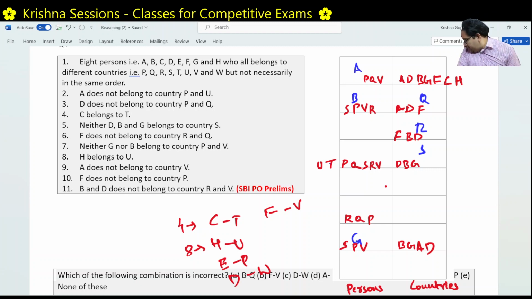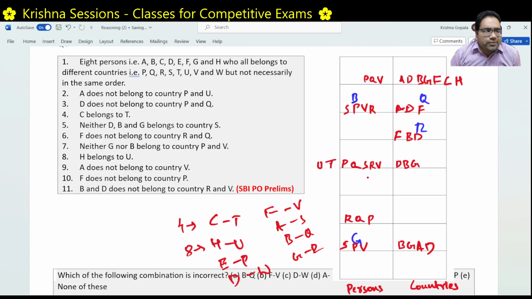Then let's look at this S. G is not possible, B is not possible. So S has to go with A only. So A and S. You can eliminate S also, and you can eliminate A also. Now B, R will not go with B. So B has to go with Q. And remaining G has to go with R.